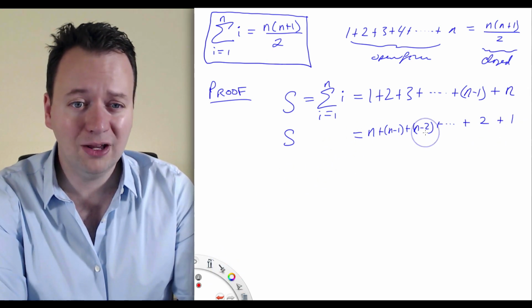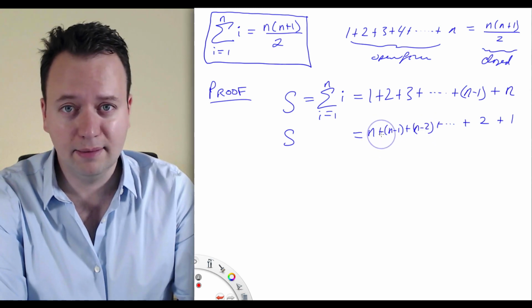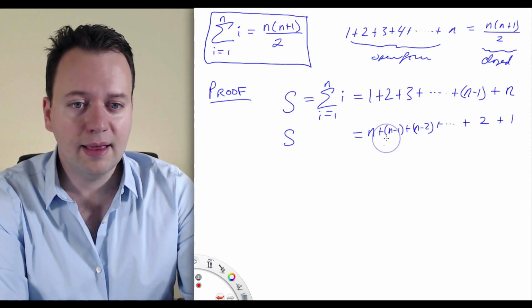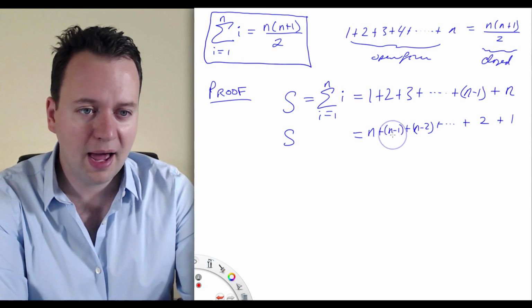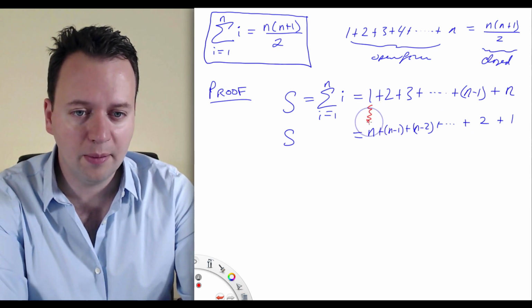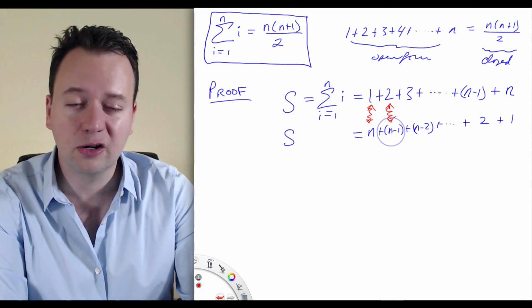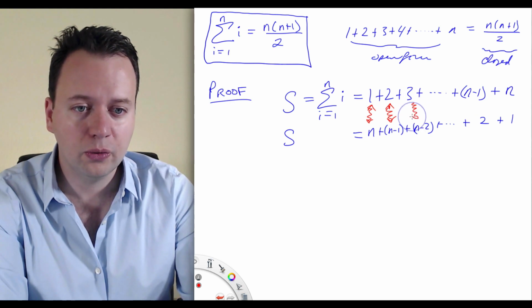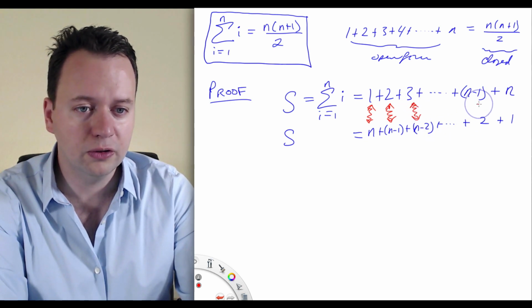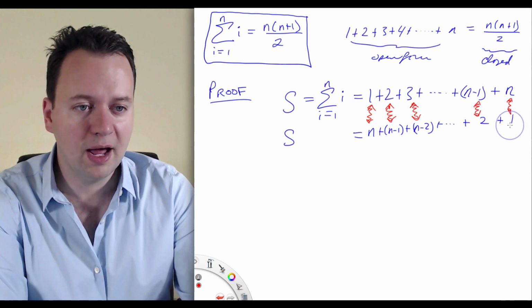This is a handy trick that was invented by a guy named Carl Friedrich Gauss in the 1700s. The idea is to write these matching up in reverse order, and we line them up so 1 is matched with n, 2 is matched with n minus 1, 3 is matched with n minus 2, and so forth. n minus 1 is matched with 2, and n is matched with 1.